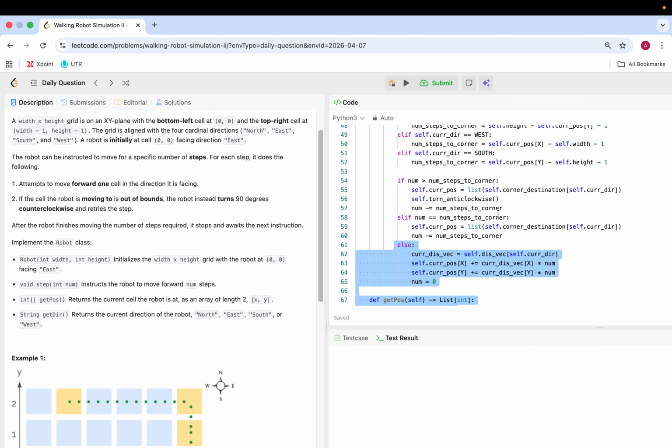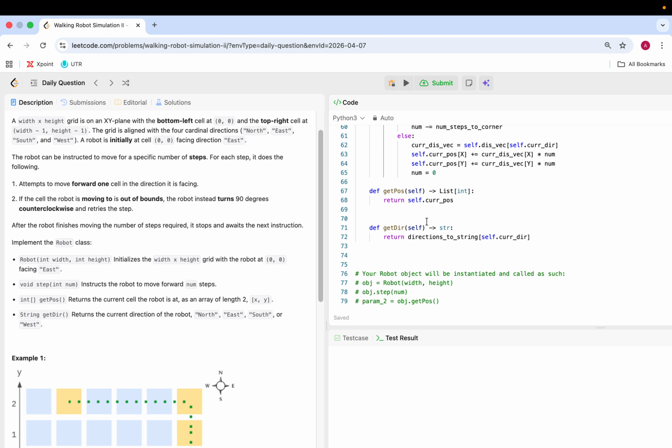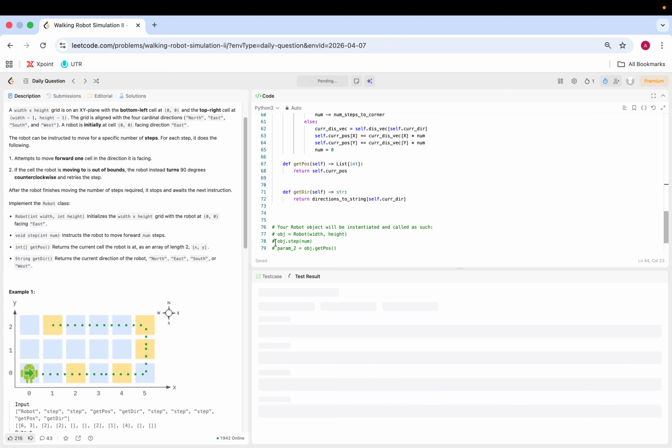Else, if we don't have enough steps left to reach the corner, then you figure out, based on what direction, how the numbers will be manipulated. You manipulate the position values, and then you set num to 0. And therefore, the while loop will break. I think it makes sense.